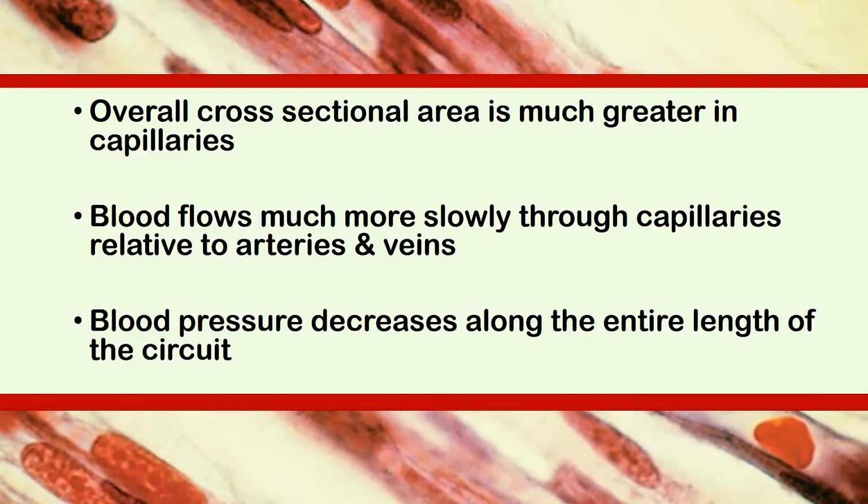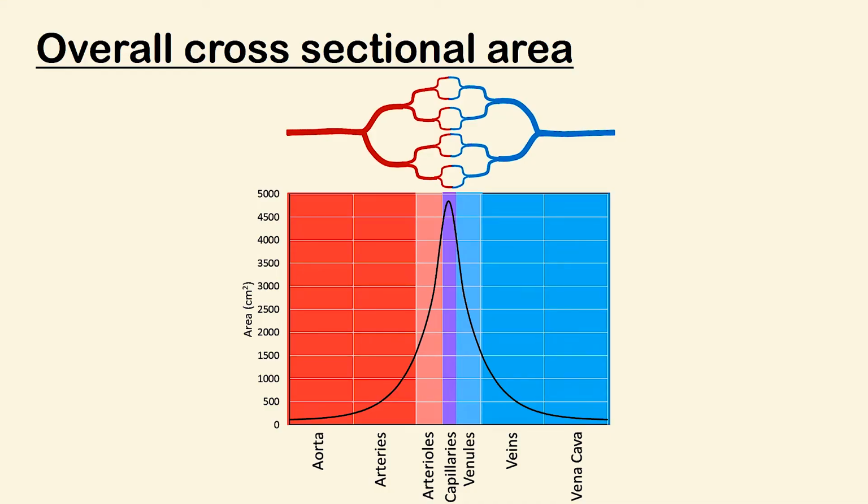As a result, one of the main things we discuss when we're talking about exchange with the environment is all about surface area. If you were to take a look at the sum cross-sectional area of the capillaries compared to that of the venules, the arterioles, the arteries, and the veins, you'd find that the sum of all the capillaries leads to a larger total cross-section, which maximizes the amount of exchange.